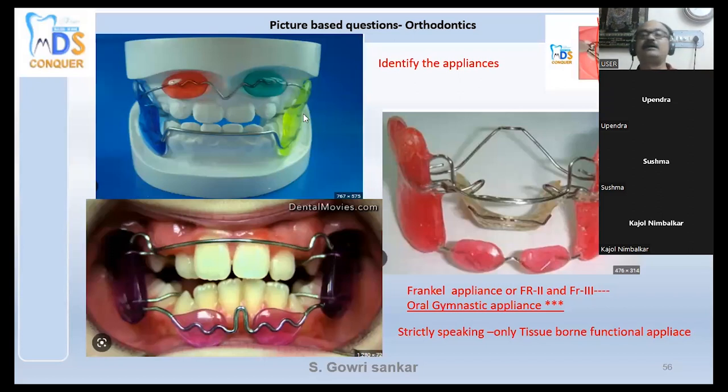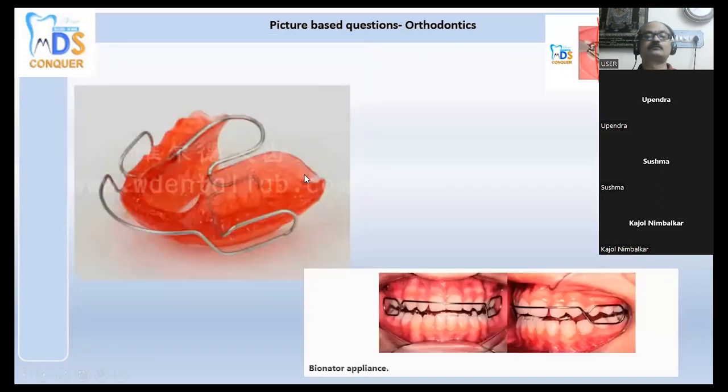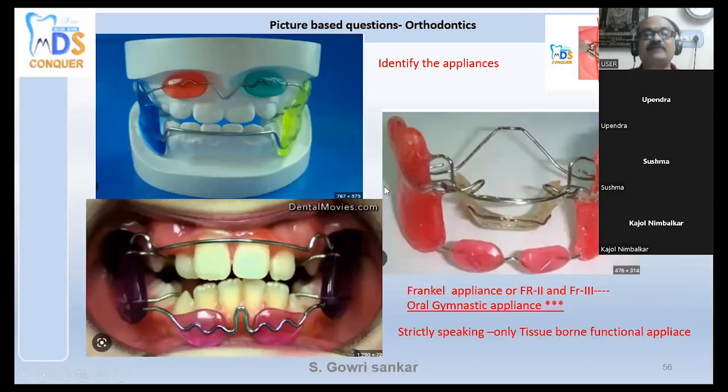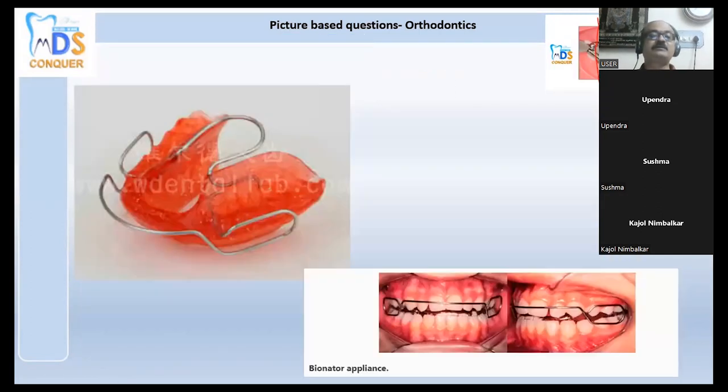We have different headgears: the combination headgear, high pull headgear, the occipital headgear, the cervical headgear. Sometimes they show the diagram and ask you to identify. It is also very easy. What is this? It is a bionator. Don't go deep. Bionator is also a monoblock, that means it is also an activator-like thing, except on the palatal side, there is no plate. There are buccal wires, and it is a tooth-borne appliance similar to the activator.